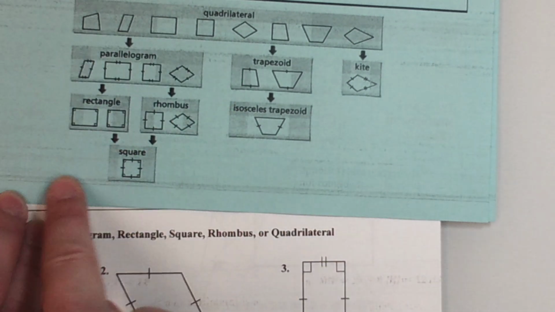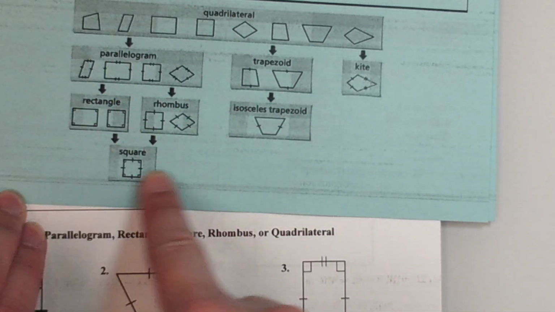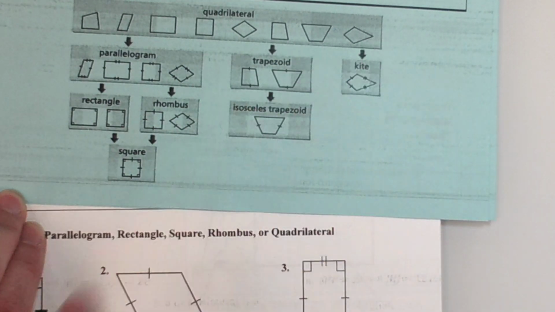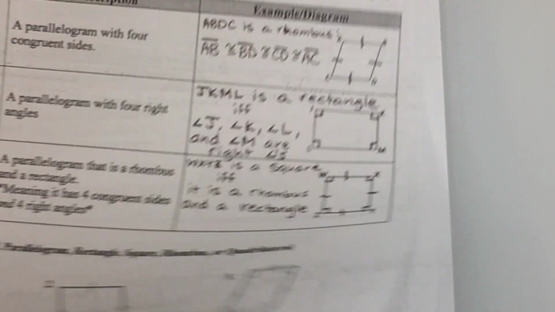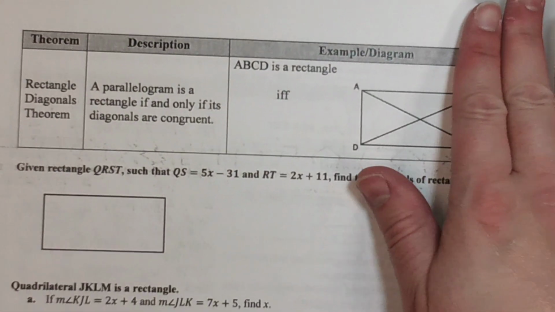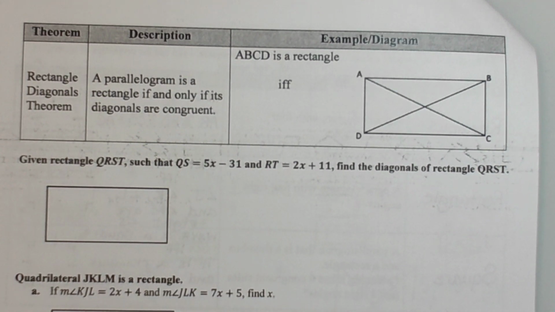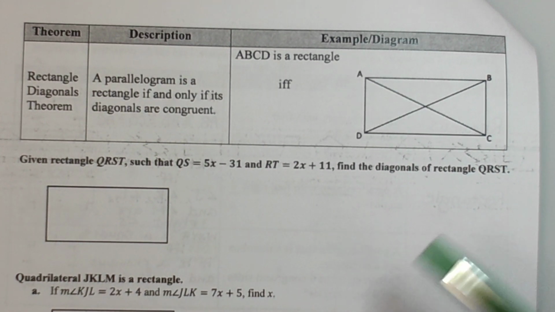We've so far gotten to this piece. We'll talk about trapezoids and kites later. But that flow chart is designed to help you kind of see what's what. Today, when it comes to our special parallelograms, we're going to be focusing mostly on rectangles though. So, today we've got the rectangle diagonals theorem.